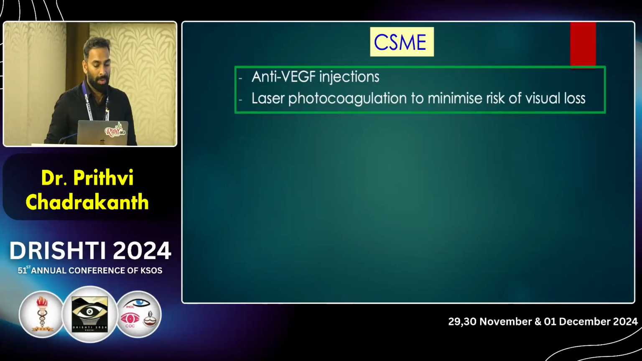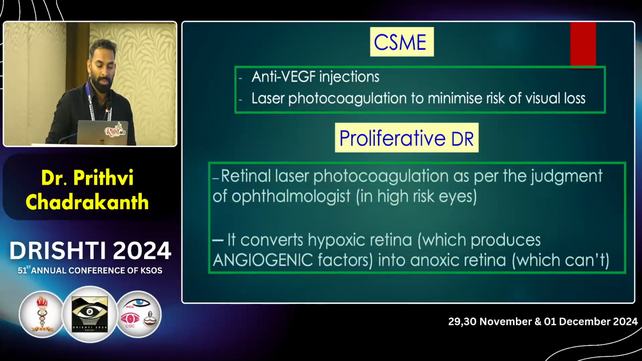CSME, so you take an OCT and find out what the diabetic macular changes are, and what the biomarkers are, and we can actually plan on injections. If it's more chronic, you can plan on something like a steroid implant like Ozurdex. And if it's non-central involving, you can always plan on a focal laser. So proliferative diabetic retinopathy is better handled by retinal laser photocoagulation. It converts the hypoxic retina into anoxic retina.